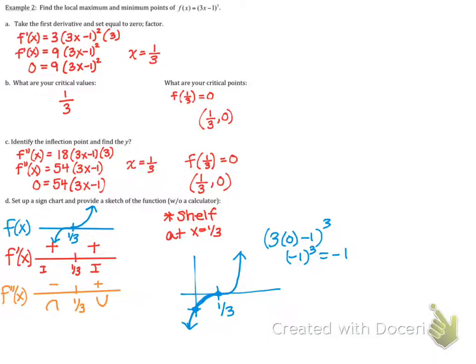Sorry, guys. Okay, and then the question is it a relative or an absolute min or max? Well, there's none. So fill this out. There's none. There's neither because there's a shelf. You're not going to have a min or a maximum.